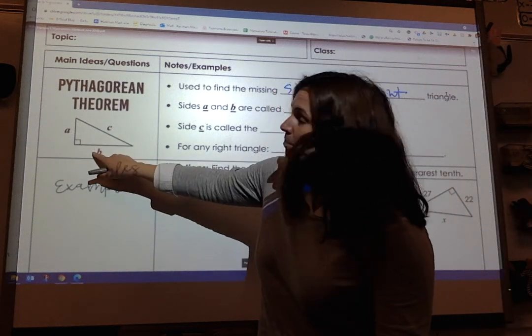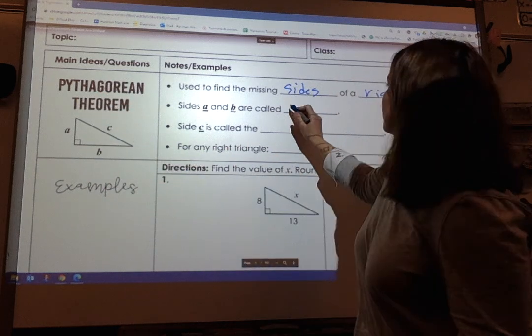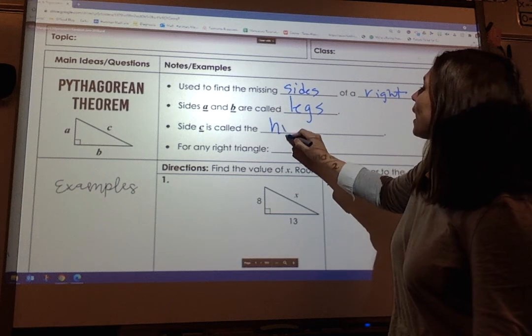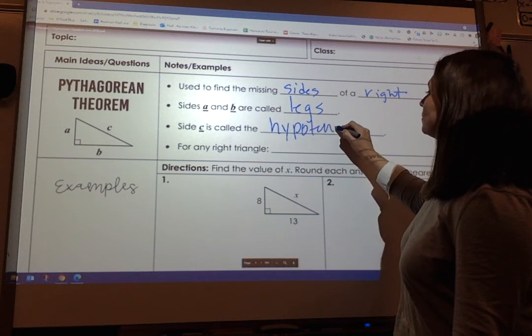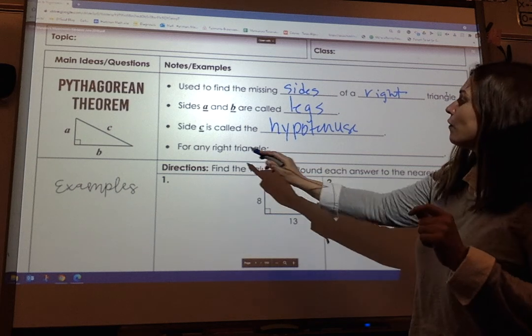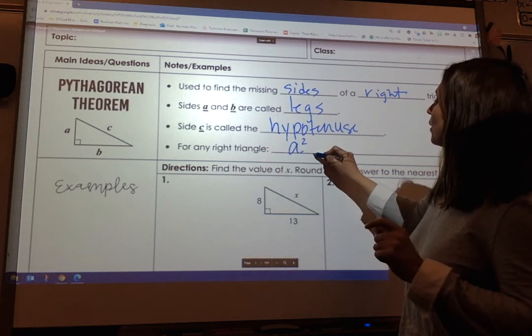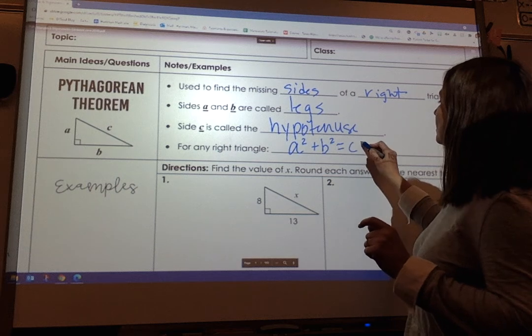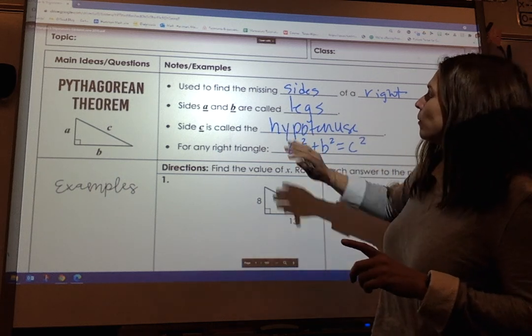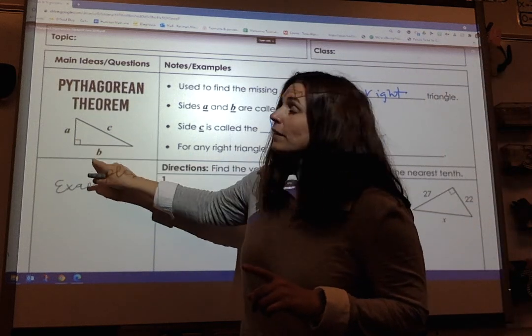Sides A and B are the legs of the triangle, and side C is called the hypotenuse. And my formula for any right triangle is a squared plus b squared equals c squared. And we're going to talk about why that is in a second. But let's go back up here real quick. A and B are called the legs.